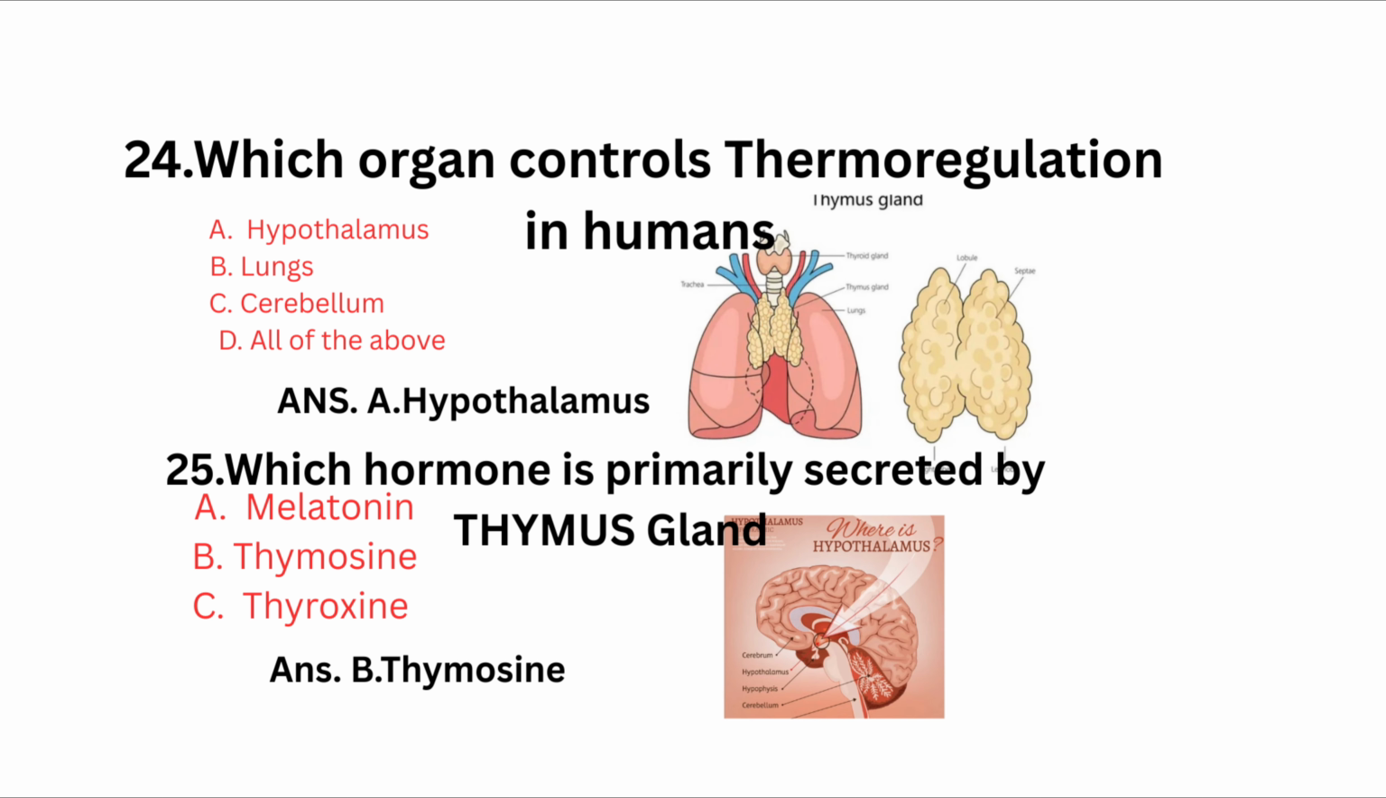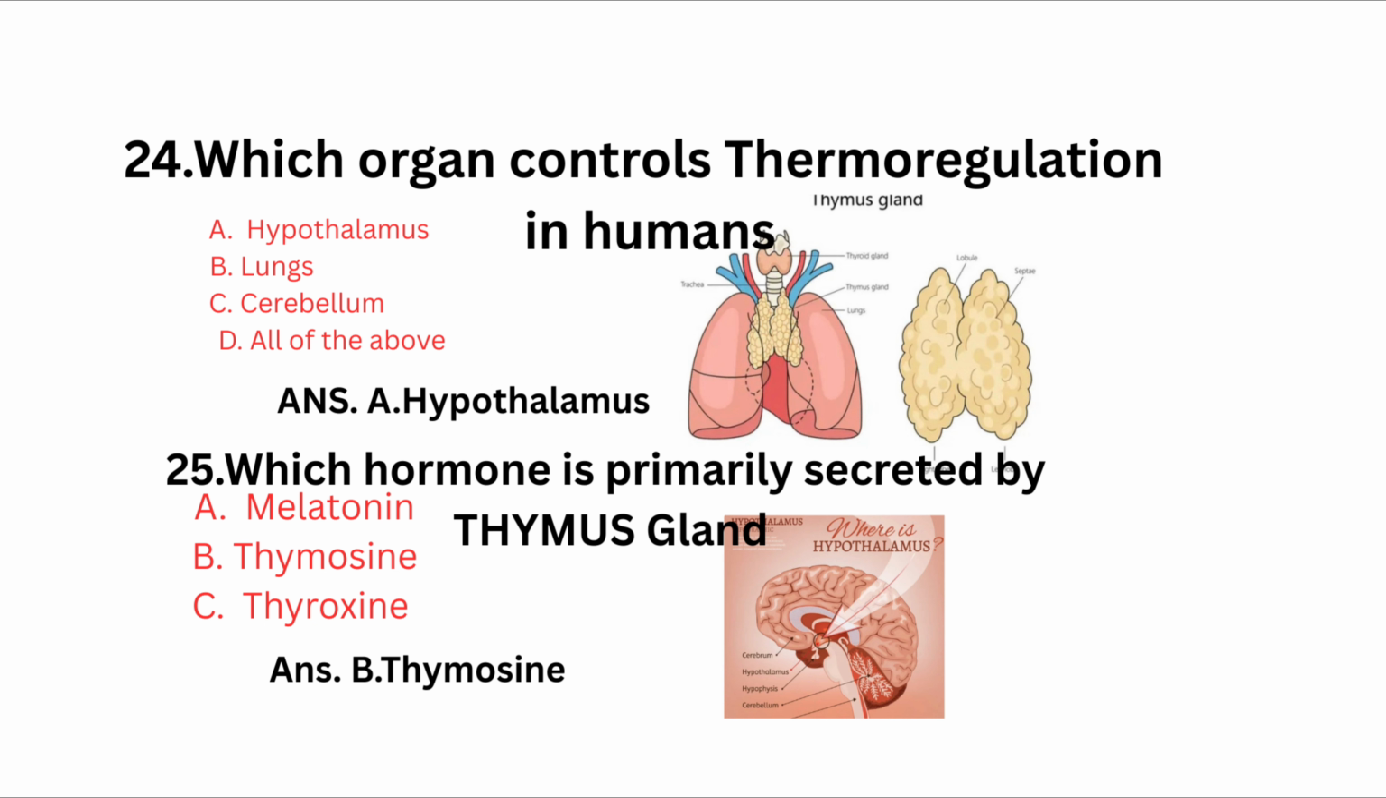Question 25. Which organ controls thermoregulation in humans? A, hypothalamus, B, lungs, C, cerebellum, D, all of the above. Answer A, hypothalamus. Question 26. Which hormone is primarily secreted by the thymus gland? A, melatonin, B, thymosin, C, thyroxine. Answer B, thymosin.